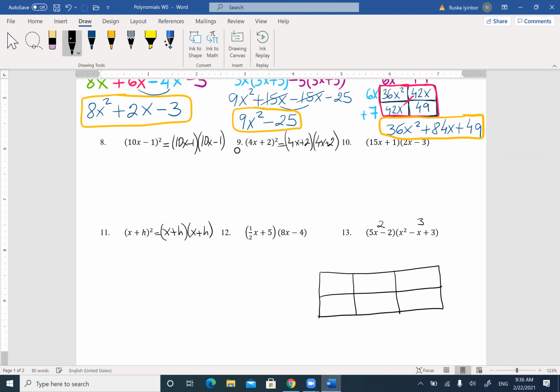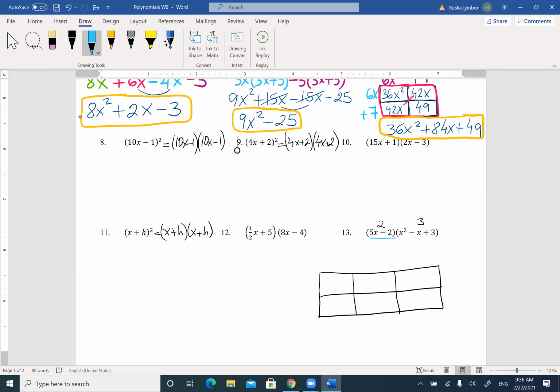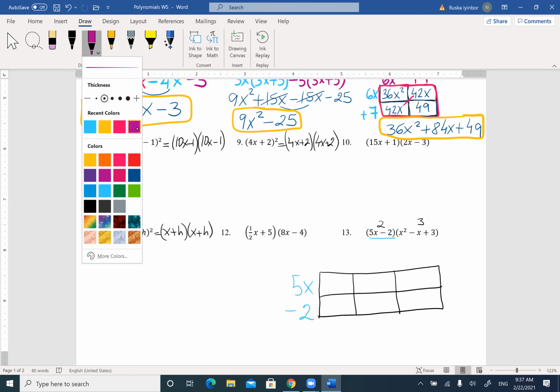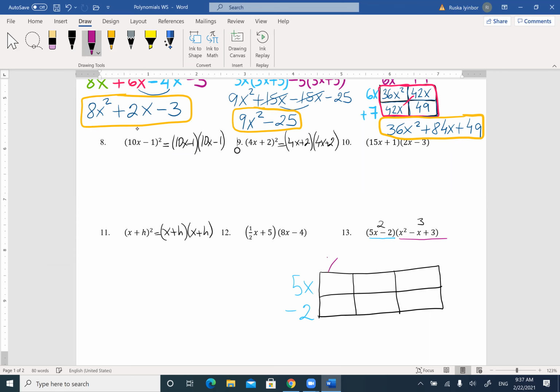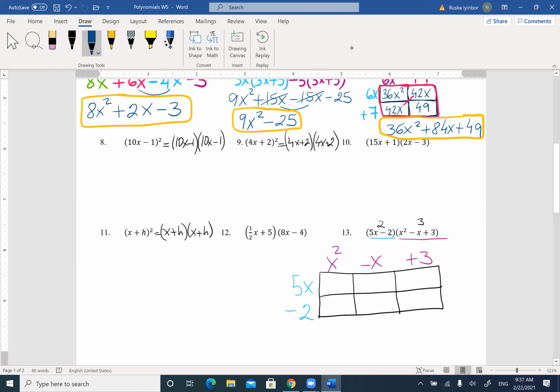Okay. And over here, I'm going to put, obviously, 2x minus 5 should be here, 5x minus 2. And then the other one is going to go horizontal. So we have x squared, negative x, and positive 3. So you see the sign goes with the term. So here we're going to fill out the table like a multiplication table. So we're going to fill out multiplying.